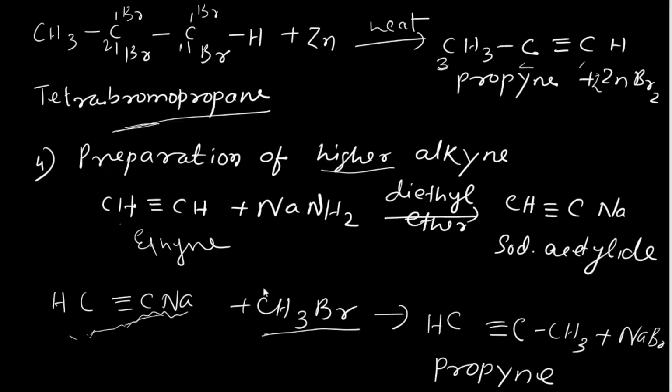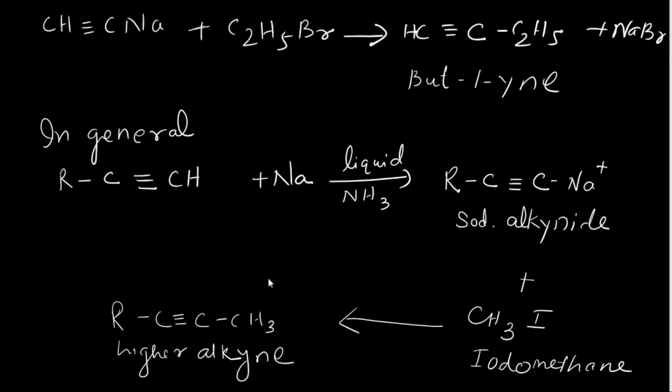I hope it is clear. Preparation of higher alkyne is very, very important. How can you prepare higher alkyne? Similarly, here you can see this is the sodium acetylide. When treated with any alkyl bromide higher than the methyl you took before, such as ethyl bromide, then what happens here? It gives CH triple bond C-C2H5 and NaBr.